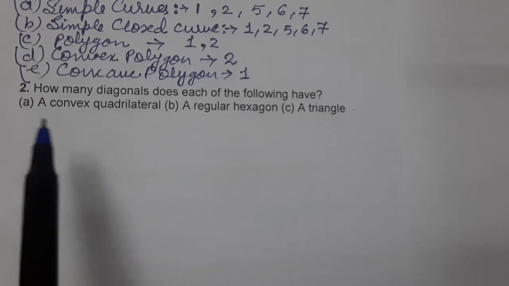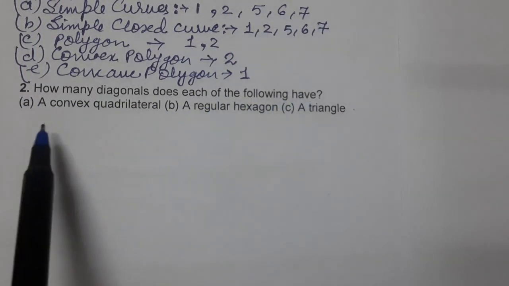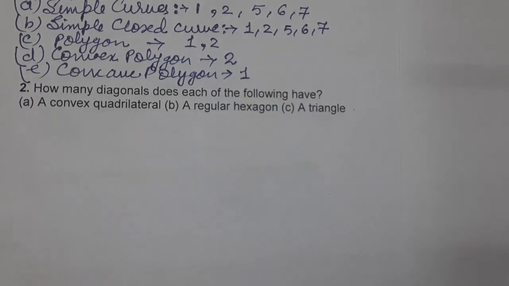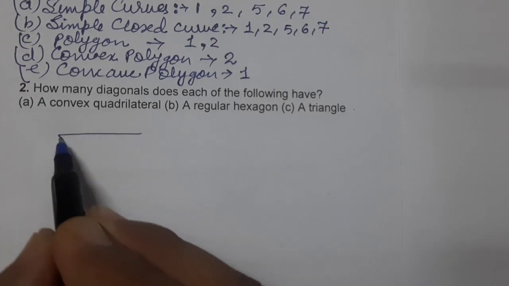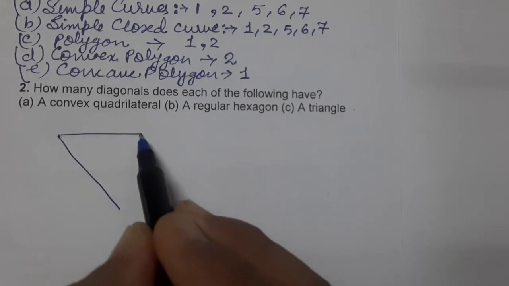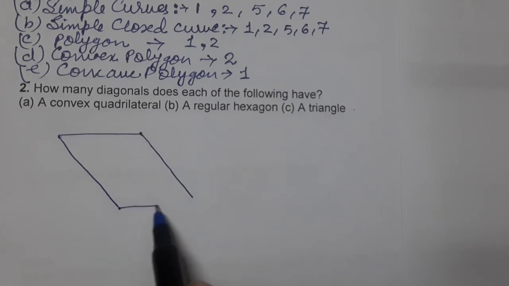Question number 2. How many diagonals does each of the following have? A convex quadrilateral. So let's make a convex quadrilateral. A simple quadrilateral is a convex quadrilateral, children. Let's make one convex quadrilateral. Well, I have made one convex quadrilateral. See, this is a convex quadrilateral.